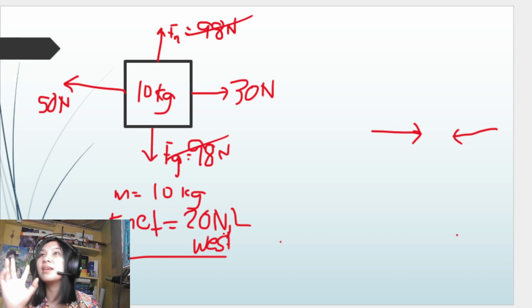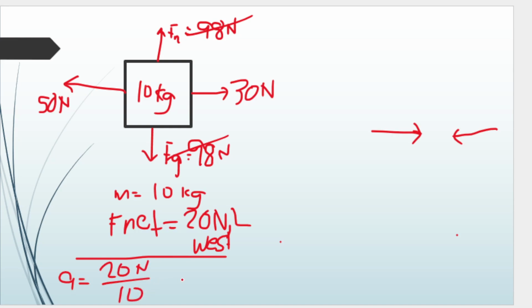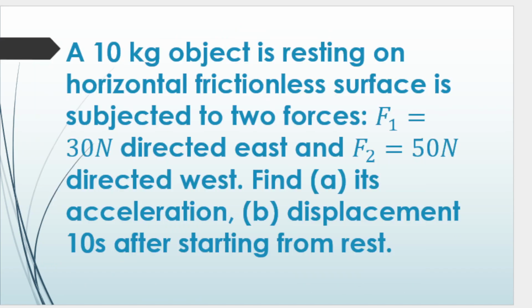Okay, since we have mass and we have F net, we can get the acceleration. Acceleration is equal to 20 newtons divided by 10. So it means your acceleration is 2 meters per second squared. Now, since you have your acceleration, you have gotten the first thing to find, which is A, its acceleration.